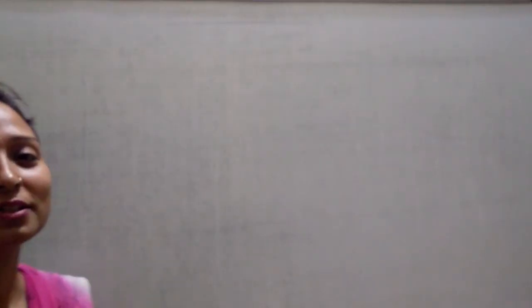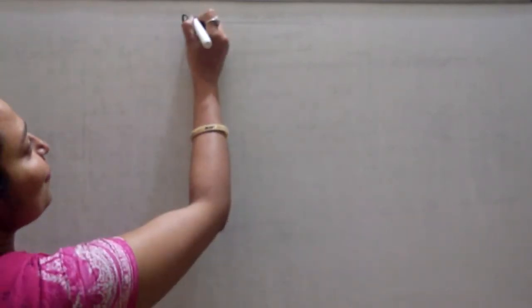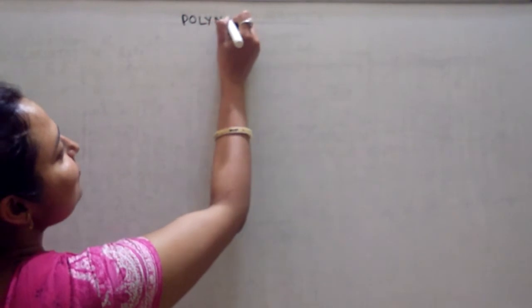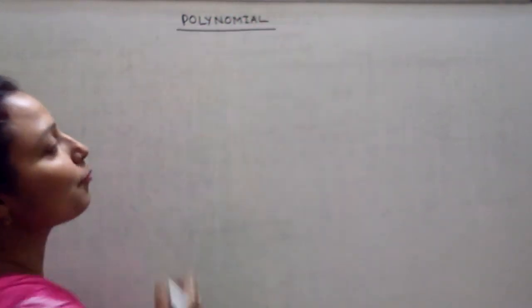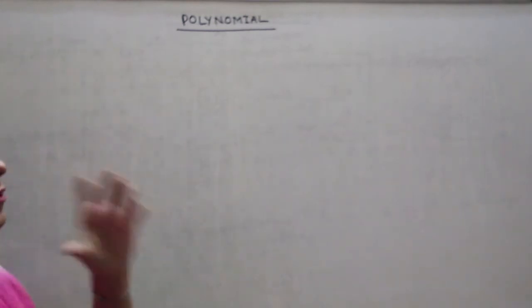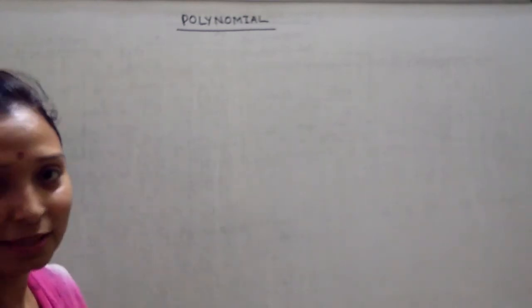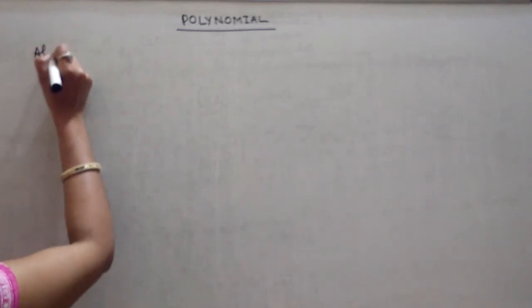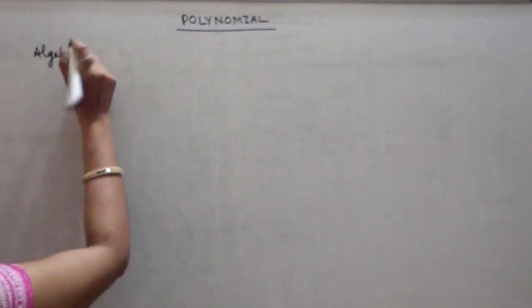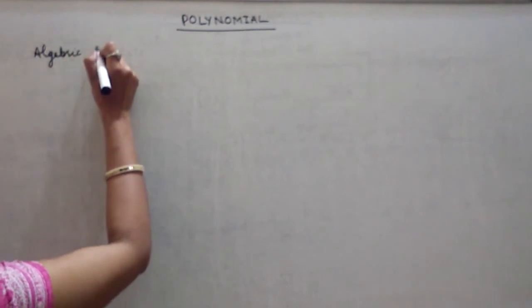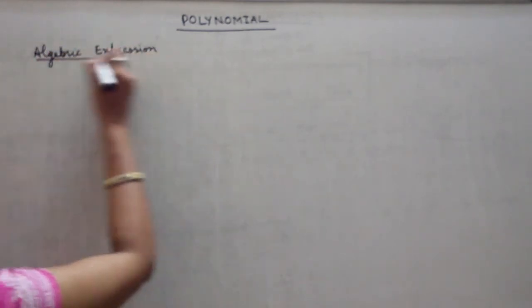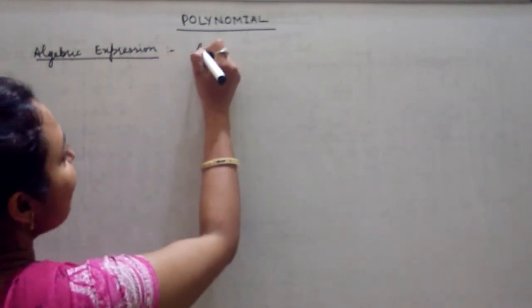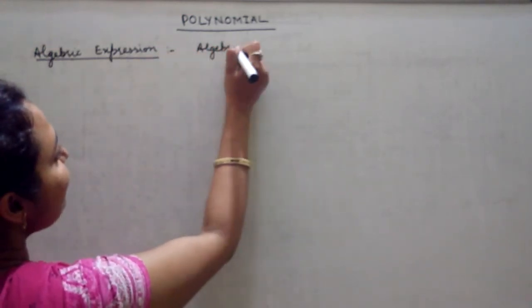Now I will teach the topic of class 9, that is polynomial. This is chapter 2 of NCERT, polynomials, in which the first term is algebraic expression. What is an algebraic expression?